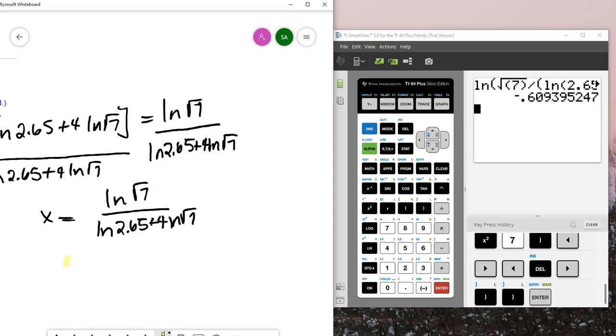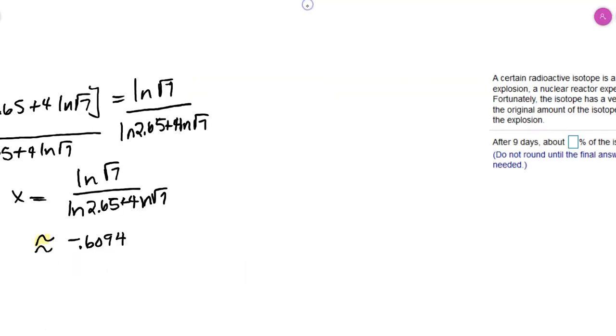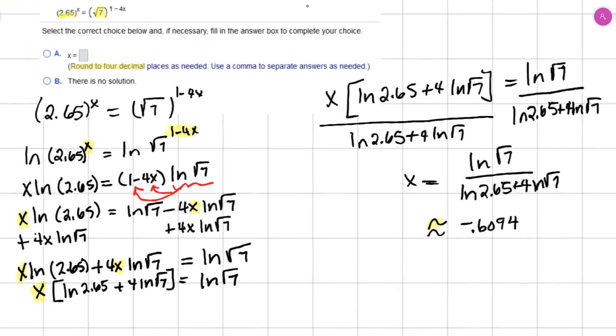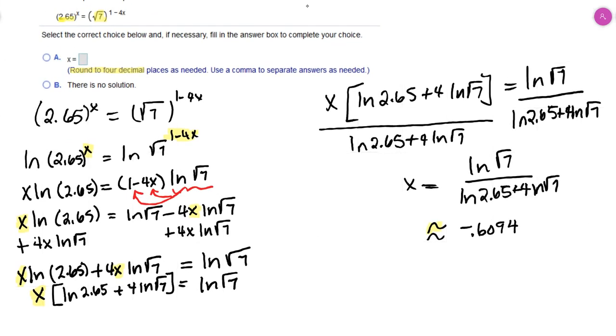And I have approximately negative 0.6093 4 if I round to 4 decimal places. So that would be my answer for that question.